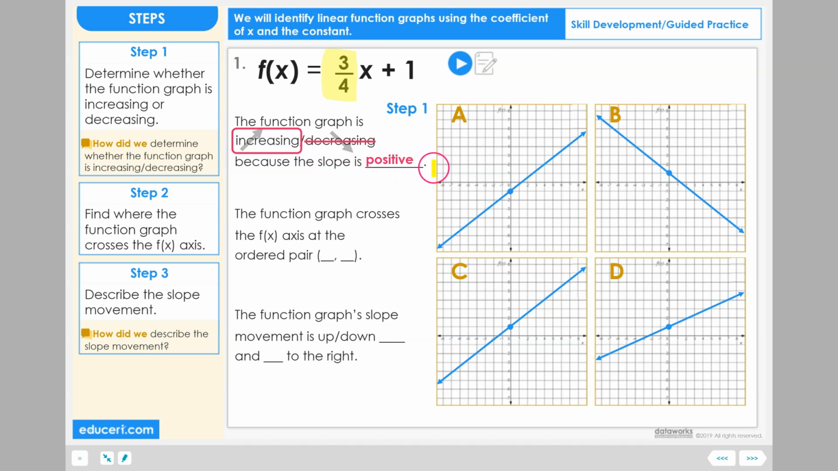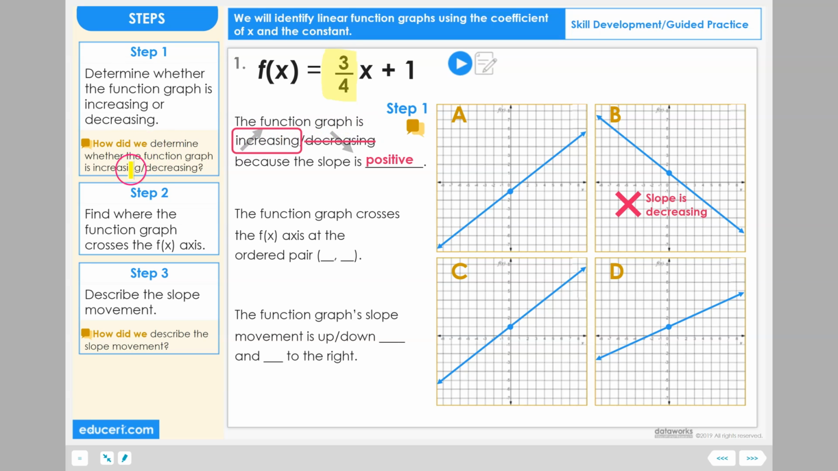Let's check our linear graph options. Graph A is increasing, graph B is decreasing, graph C and D are both also increasing. We know that B is definitely not the graph for this linear function because this line is a decreasing line, and we know that the graph must be increasing.